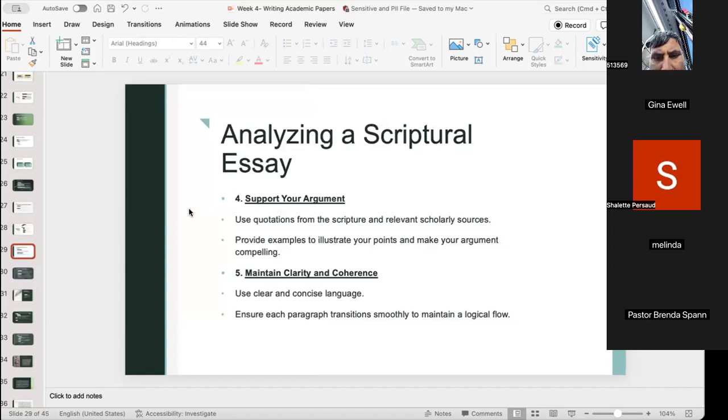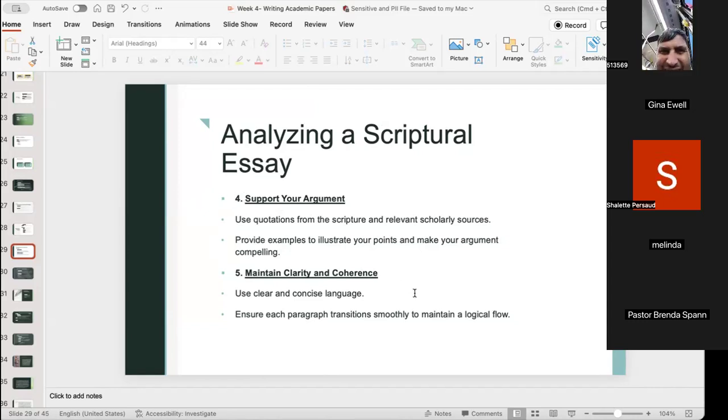When you're analyzing, you need to support your argument. So use quotations from scripture or from articles or any other relevant sources that you find. Make sure you provide some examples to illustrate your points. And this helps to make your argument more believable.